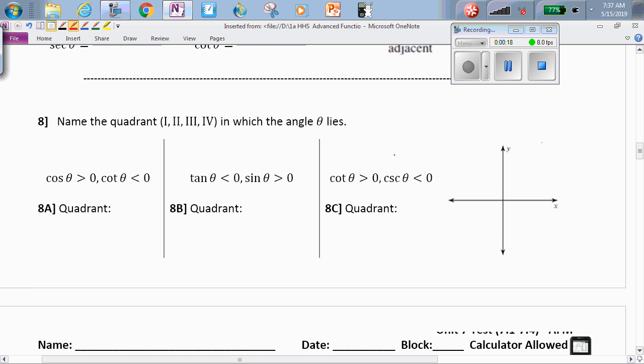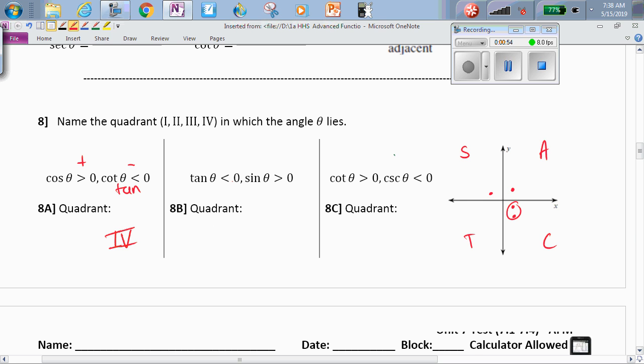So here we want to do the All Star Trig Class. And remember, these are where these functions are positive. So here it tells me cosine is positive. So I'm going to look here for positive, and then everything's positive in 1, so that's the 2 places that cosine is positive. And cotangent is negative. I look at where tan is. Tan is negative here, and here, and they overlap right there, so that's going to be quadrant 4.